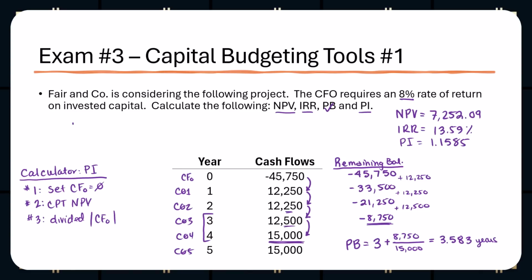There's also another trick if you're confused with that methodology, or maybe you forget that methodology on the exam. You can also do this. The profitability index is equal to the net present value that you solved for over here, plus the absolute value of the initial cash flow. What I mean by that is essentially we're ignoring the negative sign when we do this, all divided by the absolute value of the initial cash flow. That's it. That is our profitability index.